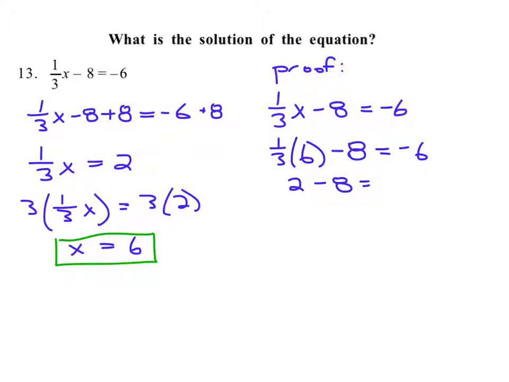Minus 8 equals negative 6. And 2 minus 8 is negative 6, so negative 6 equals negative 6. That's good proof, we're done.